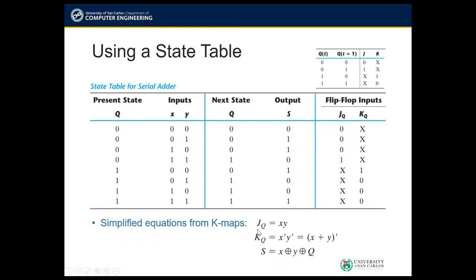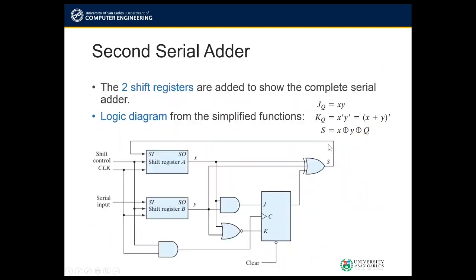So here are the simplified equations. We have the J and K flip-flop inputs, and we have the output S. If we considered a D flip-flop for present state and next state Q, then the result of our circuit would be the first serial adder example shown in the previous slide. Since we are using a JK flip-flop, here is our logic diagram.